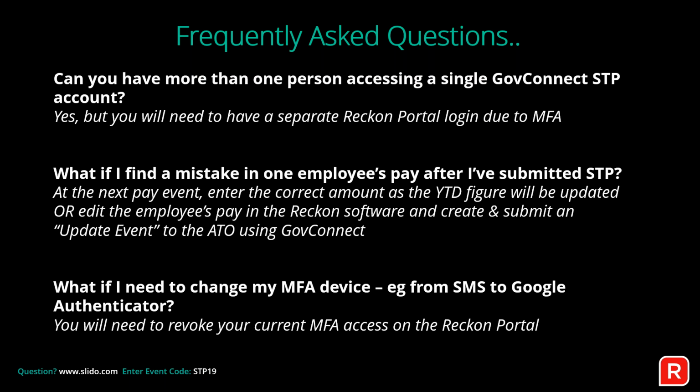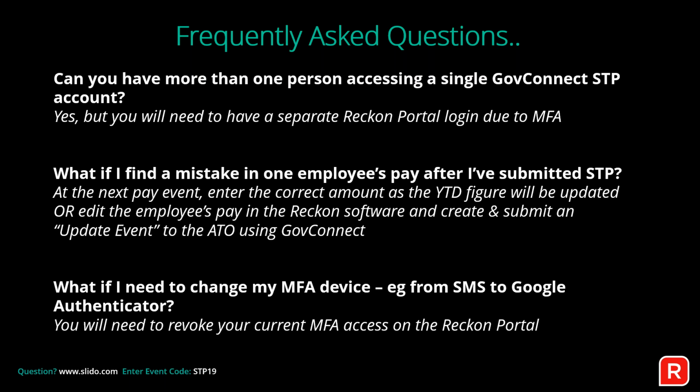The next question is, what if I find a mistake in one employee's pay after I've submitted STP? At the next pay event, you can enter the correct amount, as the year-to-date figure will be updated when you submit it to the ATO. Or you can edit the employee's pay within the Reckon software, and then create and submit an update event. When you're in Reckon Accounts Hosted or Desktop as well as Reckon One, you can choose the update event option before you send it off to GovConnect.